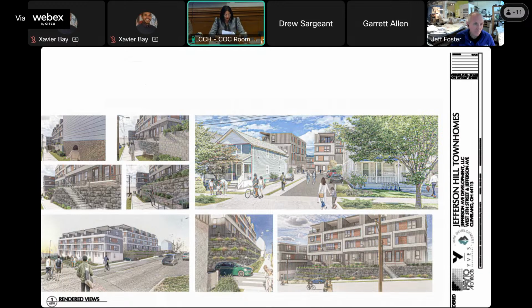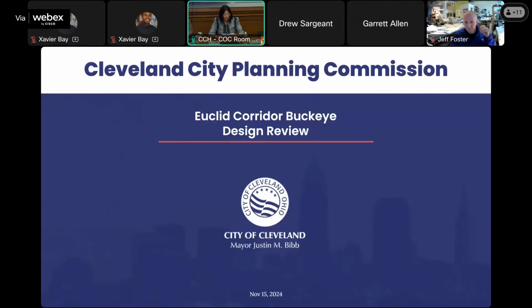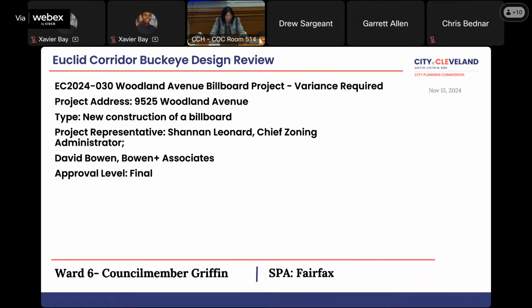The next item is Euclid Corridor. This is item number 2024-030. This is at Woodland Avenue. This is a billboard project seeking final approval. 9525 Woodland Avenue.